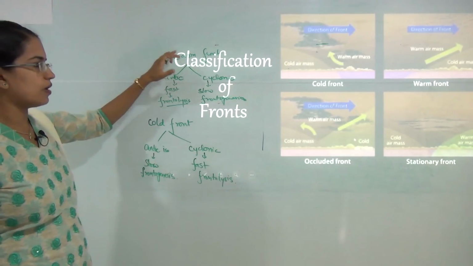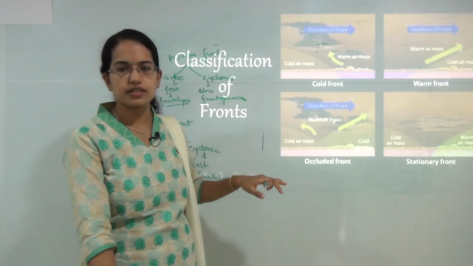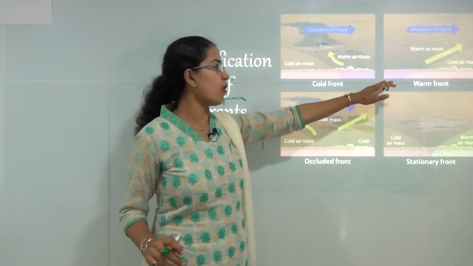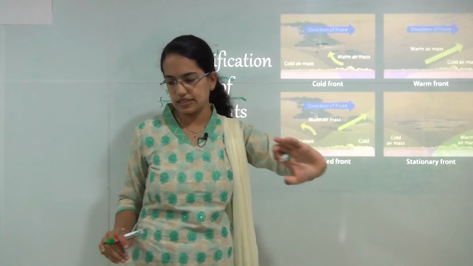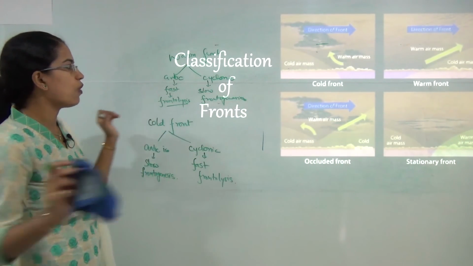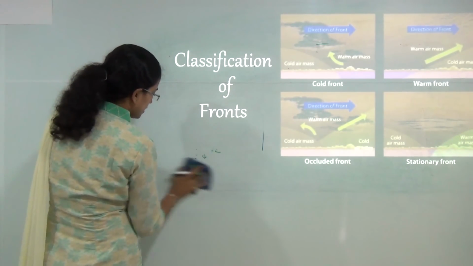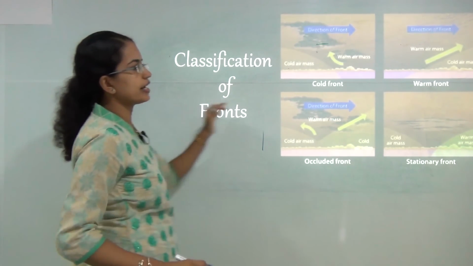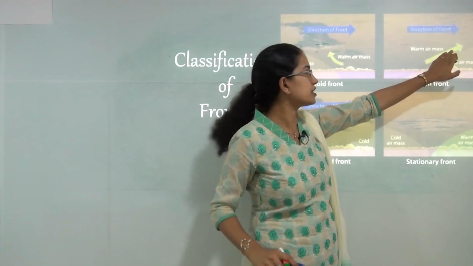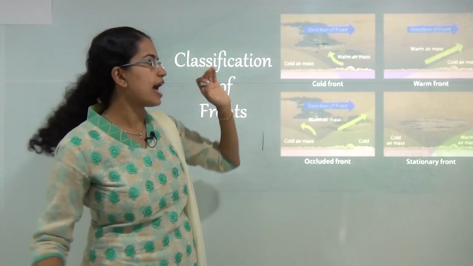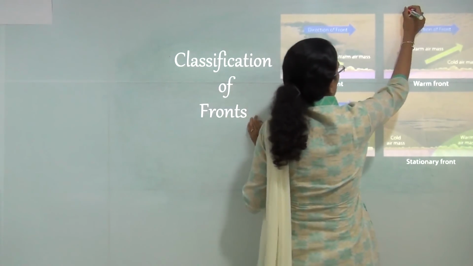Now let's talk about the four basic types of front, that is the focus of today. So you have the cold front, warm front, occluded front and stationary front. Let's first start with the warm front. What is happening in the warm front, as you can see in the diagram here? You have the warm air that is ascending over the cold air mass, and that happens in the warm front.